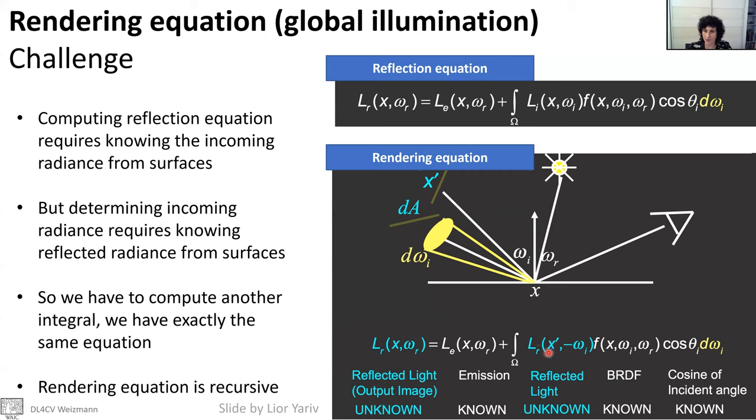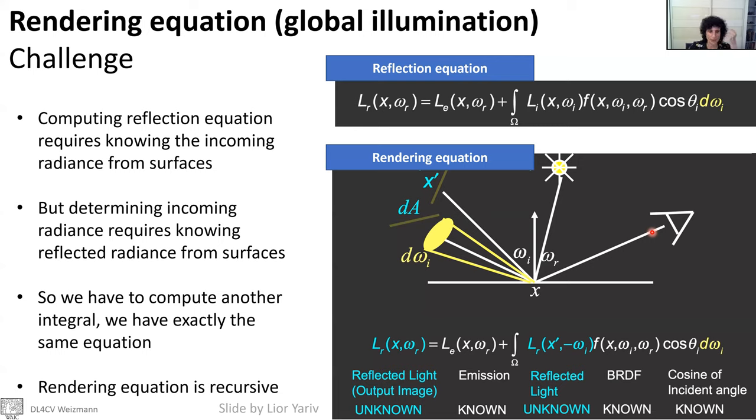And each unknown here is actually another reflection equation by itself. It means that this is actually a recursive calculation that I need to do in order to understand what is going to be in this direction. Okay, is this clear? Yes, but in complex scenarios, this becomes computationally very expensive. Exactly, I'm going to speak about it.